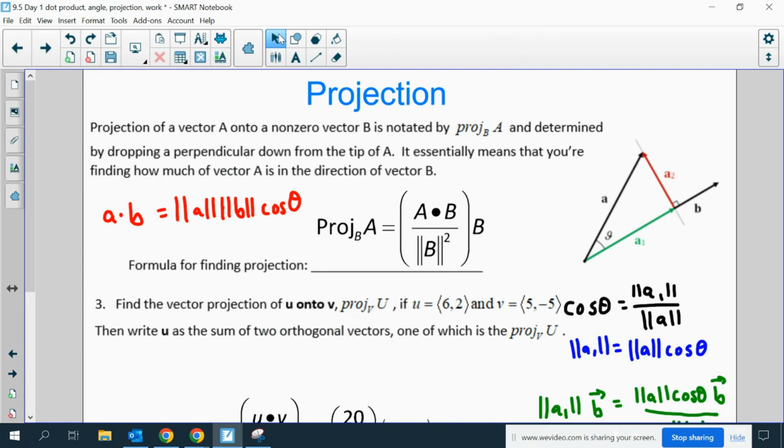The projection of one vector onto another has the formula, the projection of A onto B. So that's read as projection of A onto B. So the bigger one is onto the smaller one. That's equal to A dot B over the magnitude of B squared times the vector B. So this is not a scalar. This ends up being a vector.